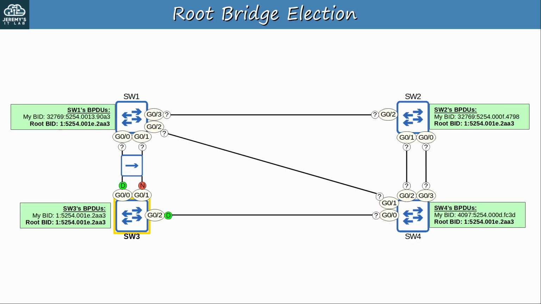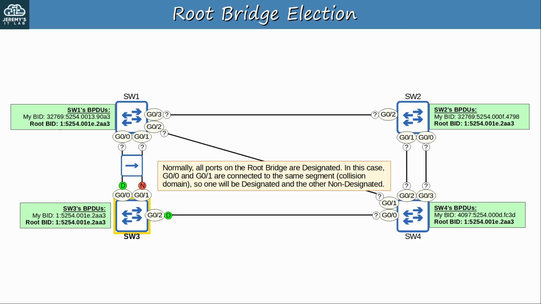And here are switch 3's port roles. Normally, all ports on the root bridge are designated. However, in this case, G0/0 and G0/1 are connected to the same segment, the same collision domain. So one will be designated and the other non-designated. Switch 3's G0/0 becomes the designated port because it has a lower port ID. As I'll mention later, that's the final tiebreaker in the designated port selection process.